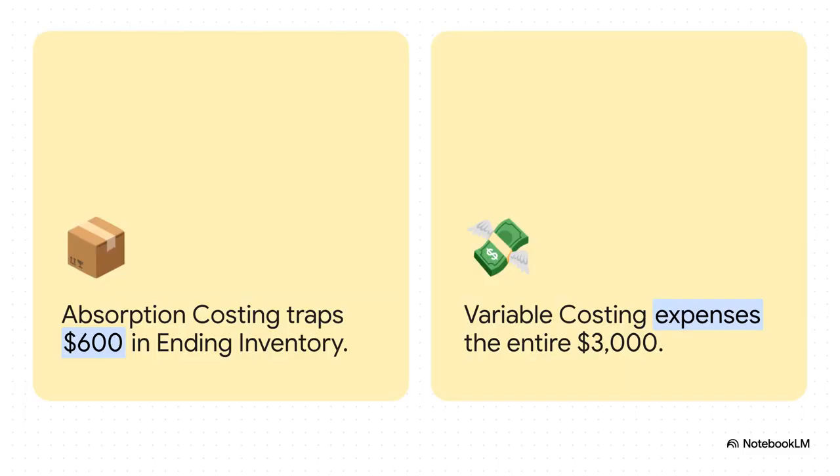Okay, so in this scenario, the firm produced 100 units but only sold 80. That means 20 units went unsold and are just sitting there in ending inventory. Because 20% of production is unsold, absorption costing traps 20% of that $3,000 fixed overhead, which is $600, inside the ending inventory on the balance sheet. But variable costing hits the income statement with the full $3,000 instantly as a period expense. This $600 difference is exactly why the operating incomes won't match.